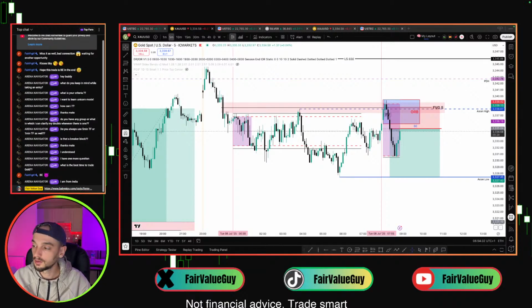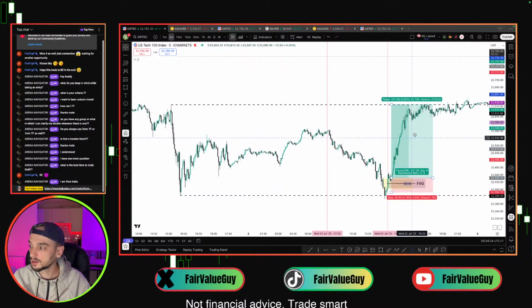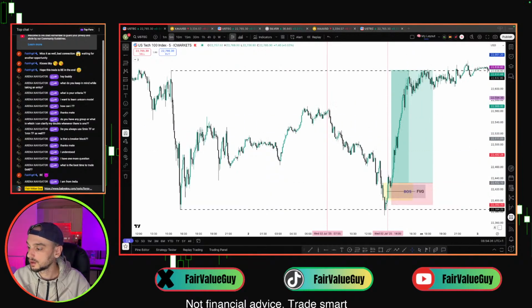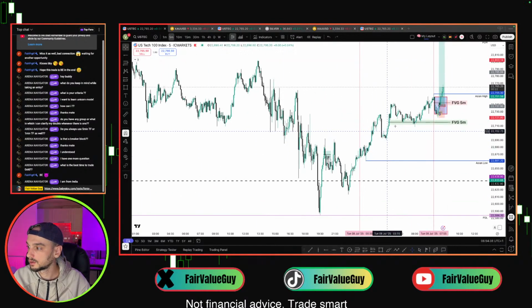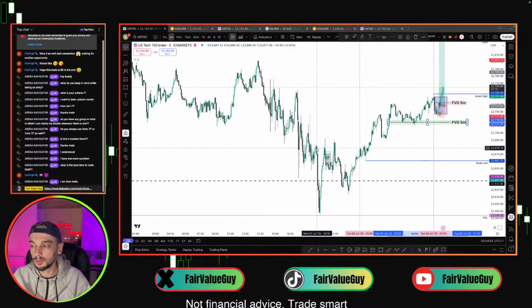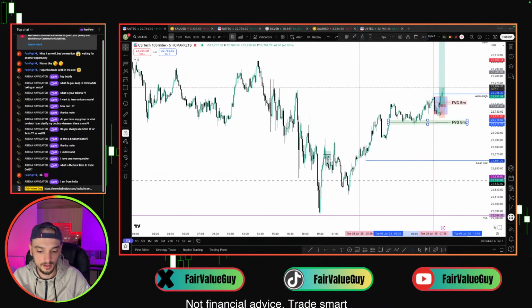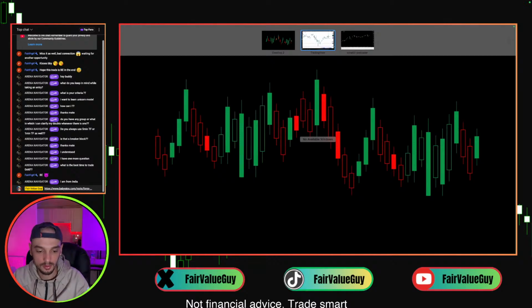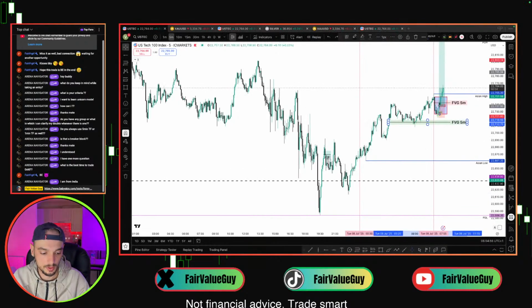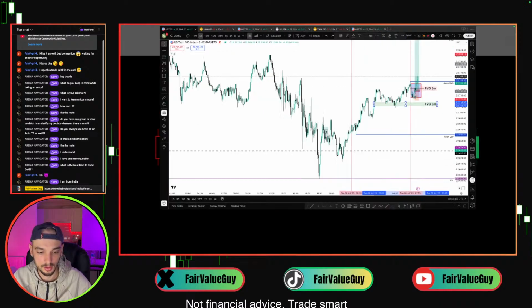Fair value gap, break even. Yes, it's break even, and the other trade was a win. I don't know if you saw that. The other one was a win. So from India, I'm not sure how the time works in India, but if you open this, it will show you. Let me show you what it opens when I open it as well.